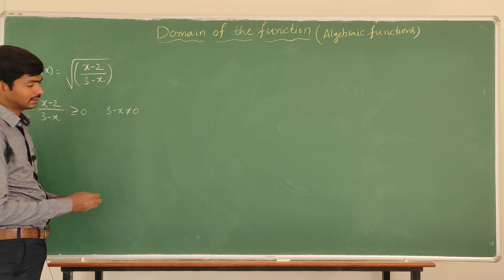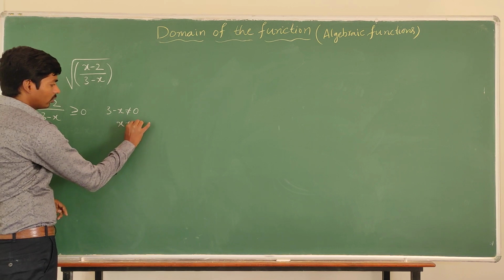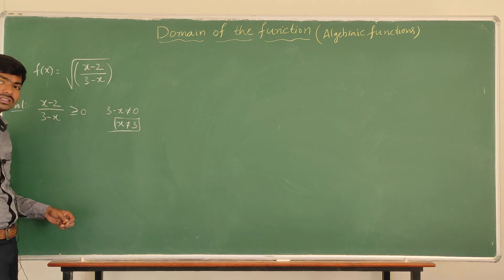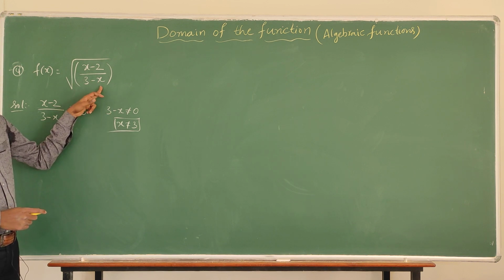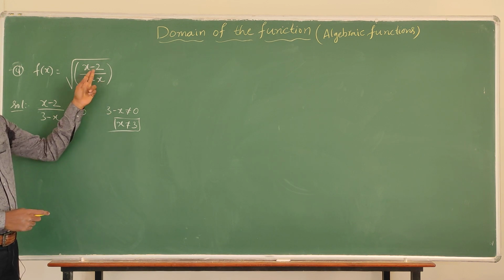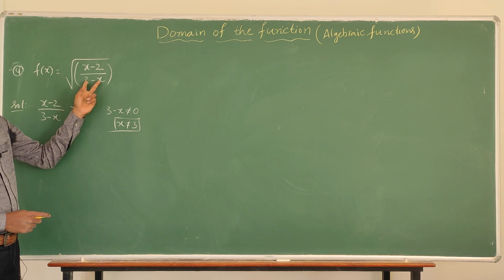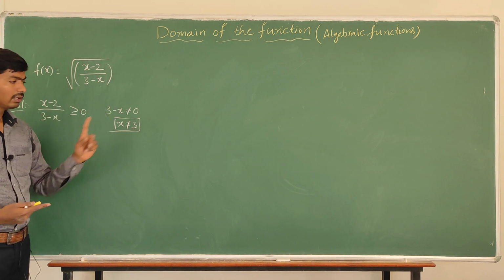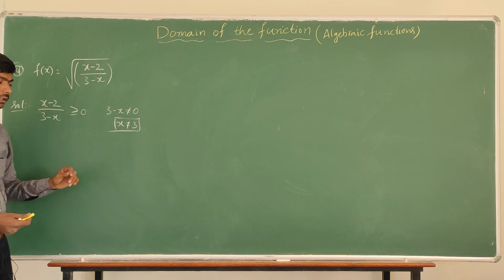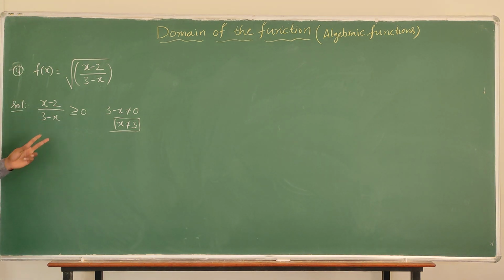Transposing x to that side, x is not equal to 3. Here my x value is not 3. Why? Because suppose I substitute x value 3 here, 3 minus 3 will be 0. So the denominator is 0, then my function will become undefined. So that's why x value is not equal to 3. Now this is an inequality. So x minus 2 by 3 minus x greater than or equal to 0 is an inequality.